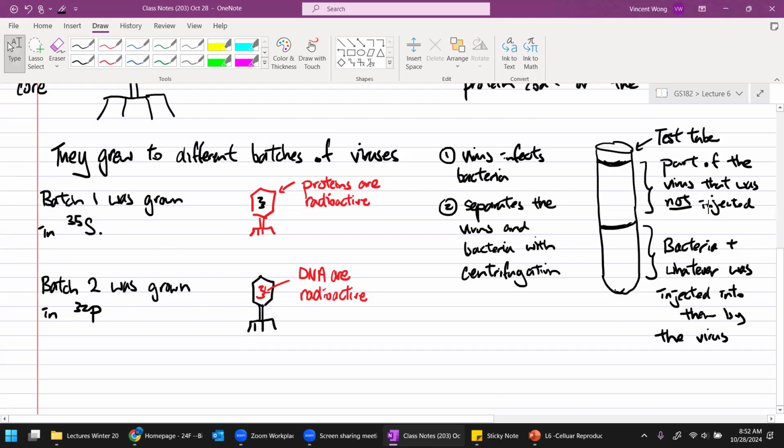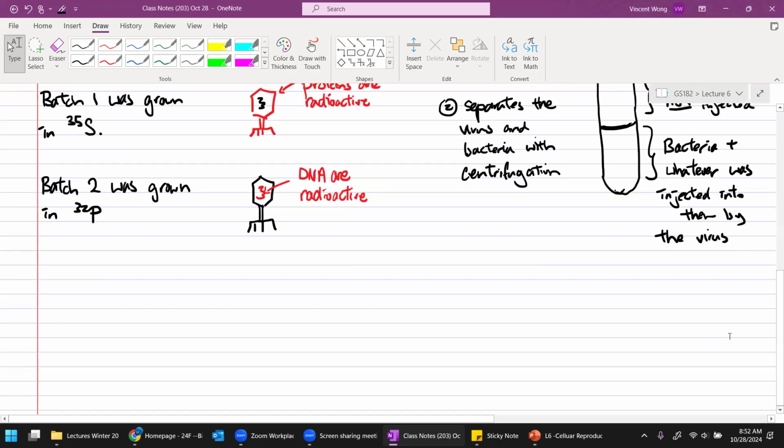Now, they did not know, right? I keep on saying they didn't know what got injected into the bacteria. Do you know what got injected into the bacteria? Do you know which is the hereditary molecule? Is it protein or DNA? Yeah, DNA is the hereditary material, right? We all know that, right? Okay, I really hope you do. We spend like the first half of the course talking about that. So it's the DNA that got injected, right? Keep that in mind. They didn't know. They're trying to find out. So here's the result. Okay, result.